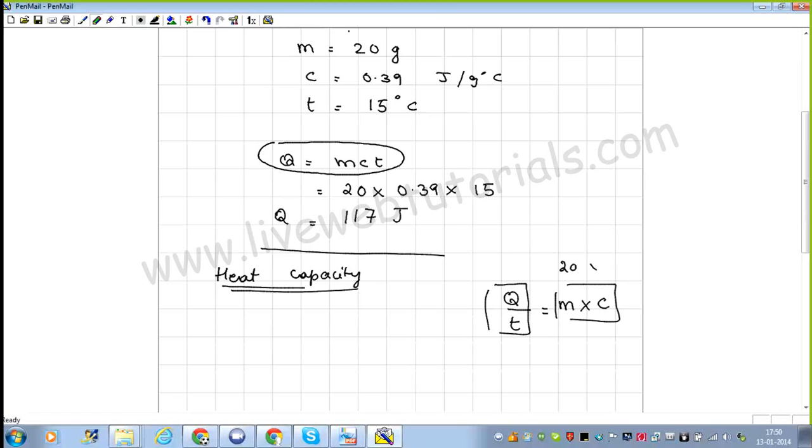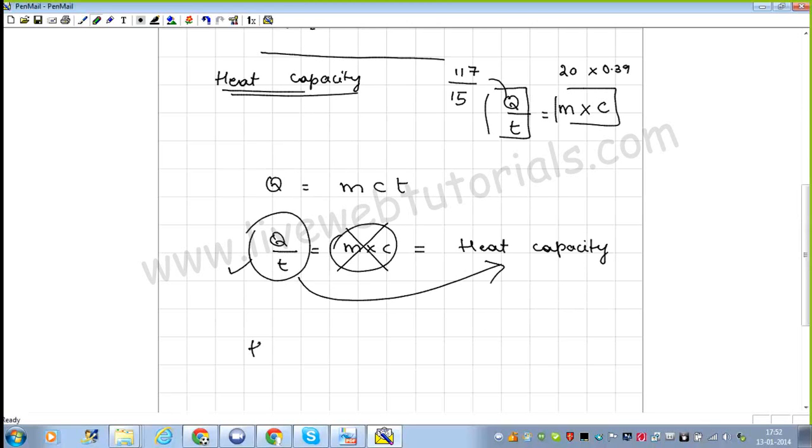Mass given is 20. Specific heat capacity is 0.39. Or you have found out the heat, which is 117, divided by difference in temperature, 15. Just use any one of these parts and get the value of heat capacity. This will be 7.8. See the units. Q is having unit joules, T is having unit degrees Celsius. So the unit is going to be joules per degree Celsius. Even if I multiply 20 and 0.39, I'm going to get the same value.